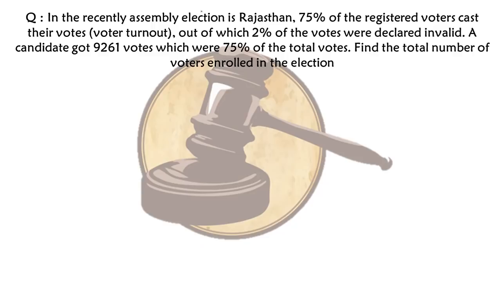In the recent assembly elections in Rajasthan, 75% of the registered voters cast their vote. This is basically the voter turnout, out of which 2% of the votes were declared invalid, right? A candidate who got 9,261 votes, which were 75% of the total votes. Okay. Find the total number of voters enrolled in the election.